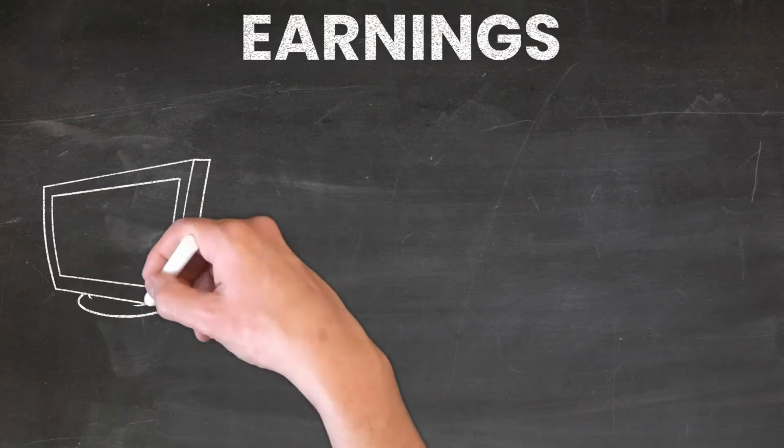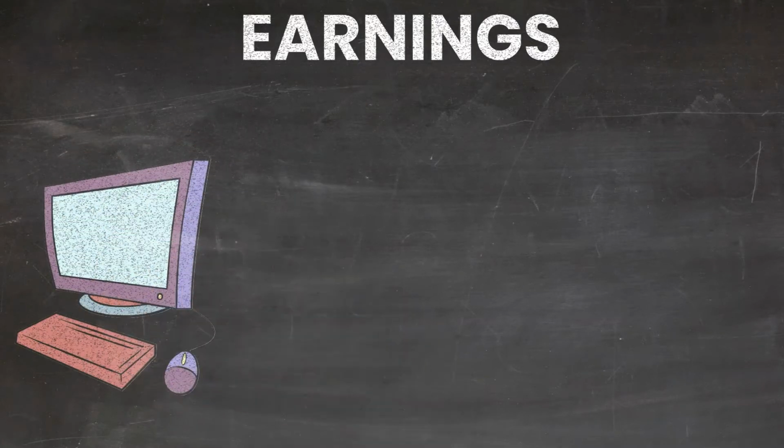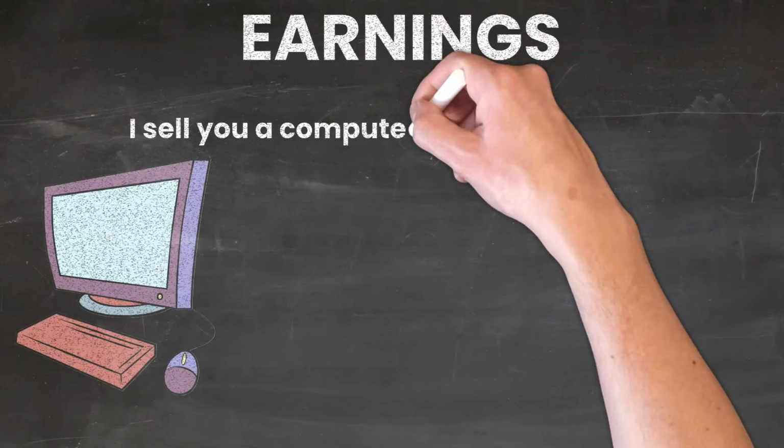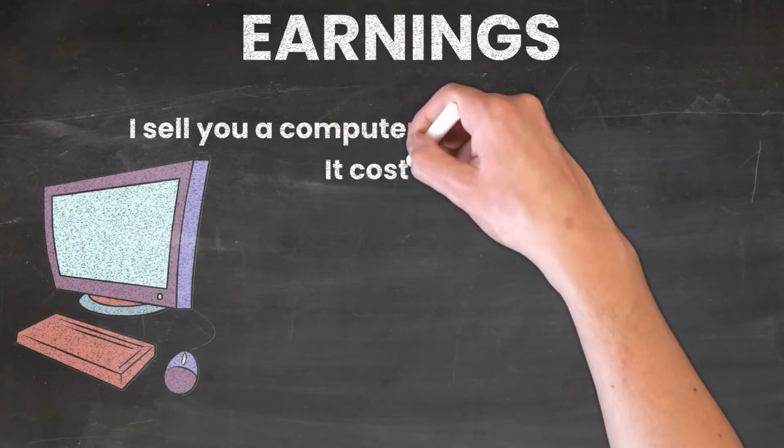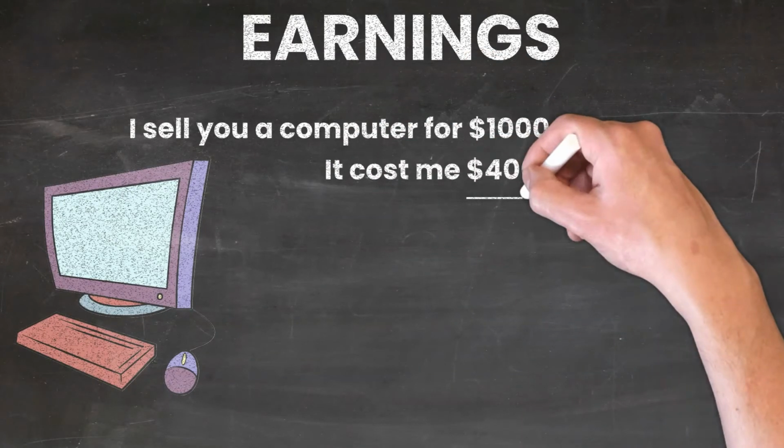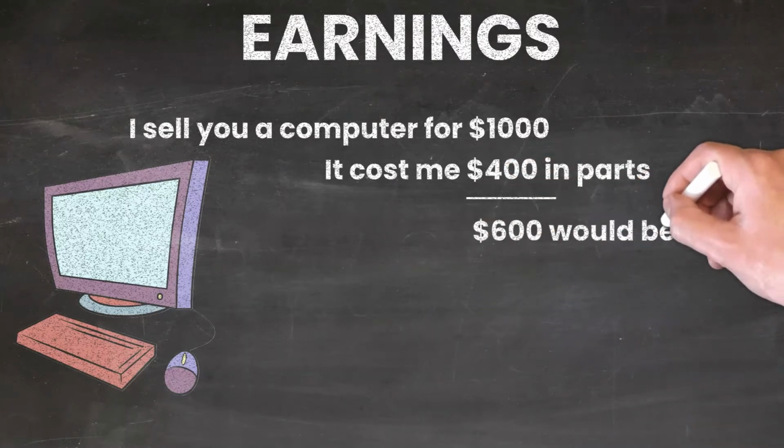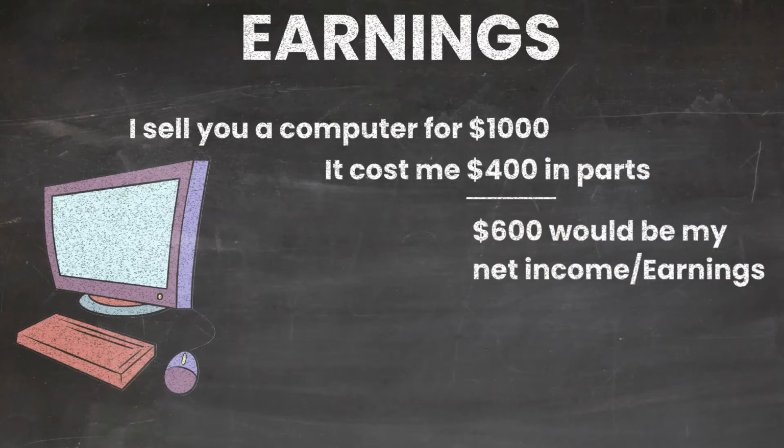So, let's say we build a computer and we sell the computer for $1,000. It cost us 400 to make, so we subtract the 400 from the 1,000, we're left with 600. That would be our net income or earnings.